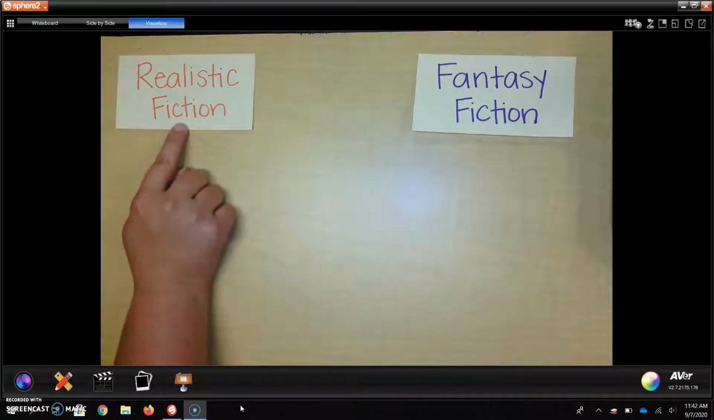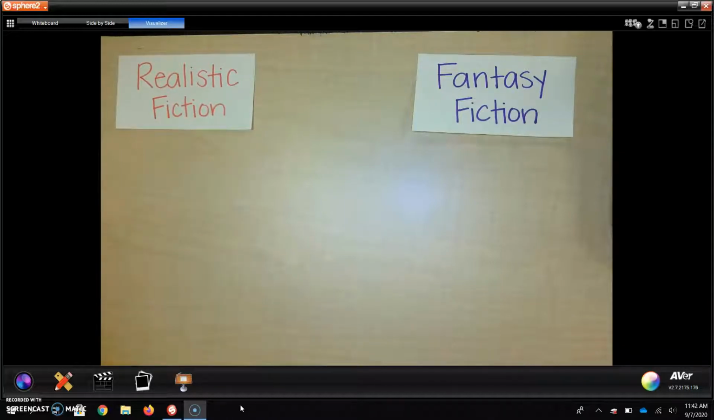So realistic fiction are stories that are made up but could happen in real life. So for example, the people in the stories and animals in the stories act like normal people would and act like normal animals would. The setting is a place that is a real place in this world, and the events could really happen, and a lot of times the characters have problems that they have to solve.